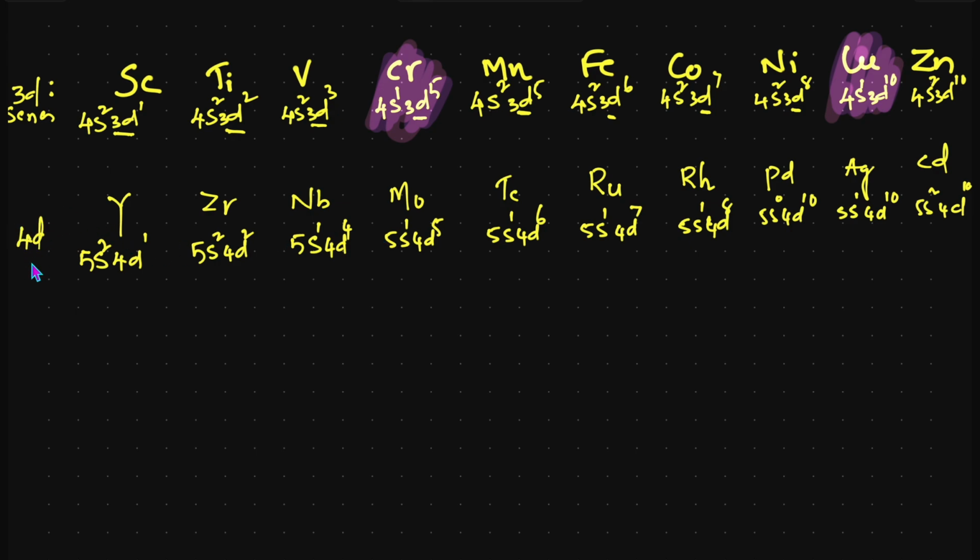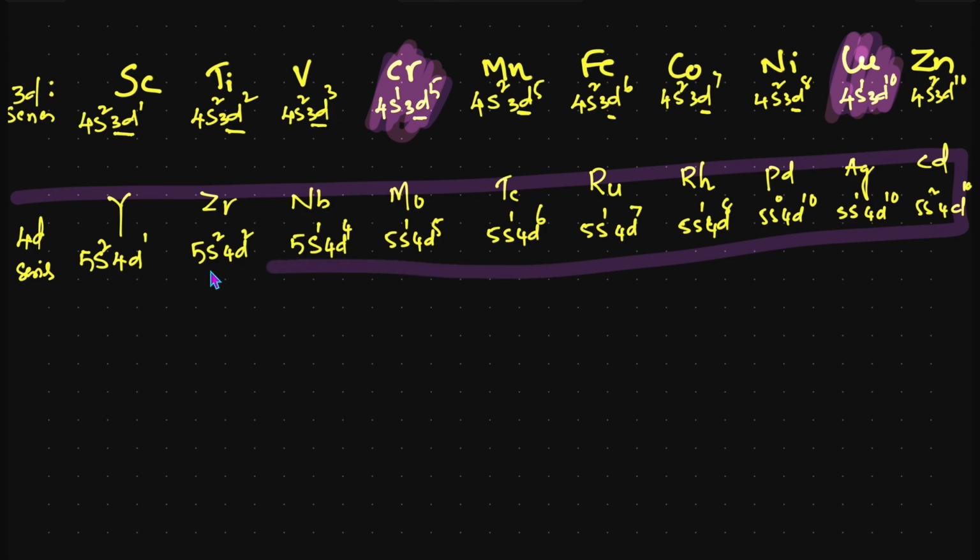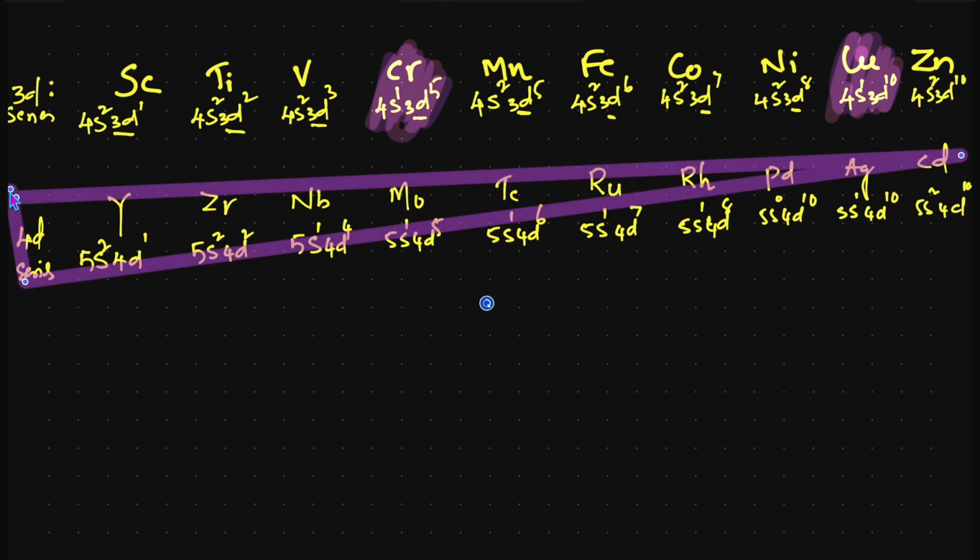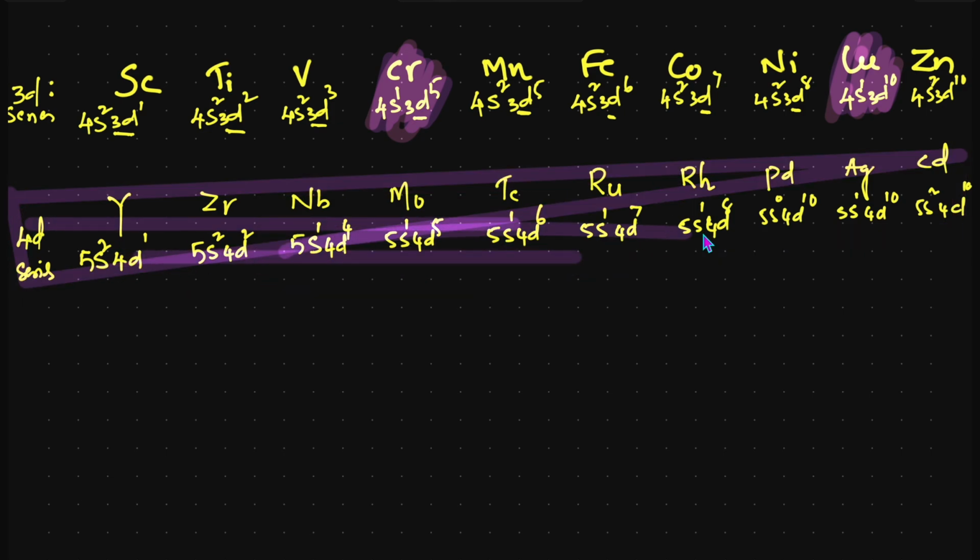So this is called the 4d series. What is the meaning of 4d series? In the 4d series, the differentiating electrons enter into 4d orbitals. So we should remember that.